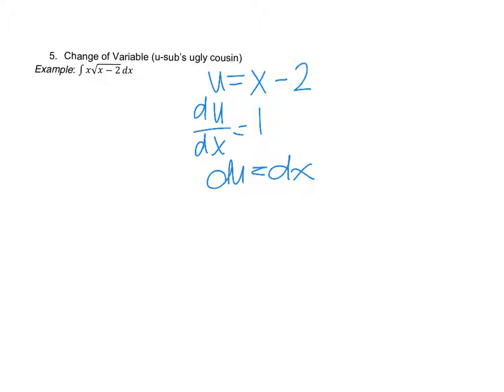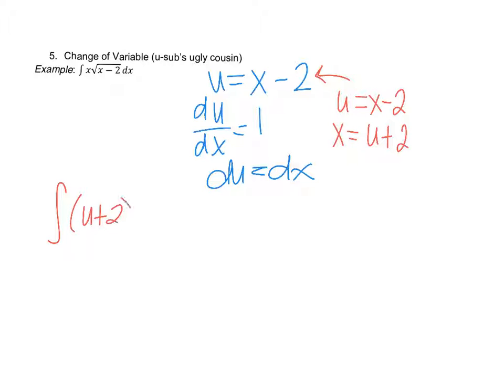So what is x in terms of u? Well, this tells me that u is equal to x minus 2. So I can solve this equation, u equals x minus 2, for x, and say that x is equal to u plus 2. So instead of the x here, I'm going to have the integral of u plus 2 times the square root of u, and I can replace dx with du.